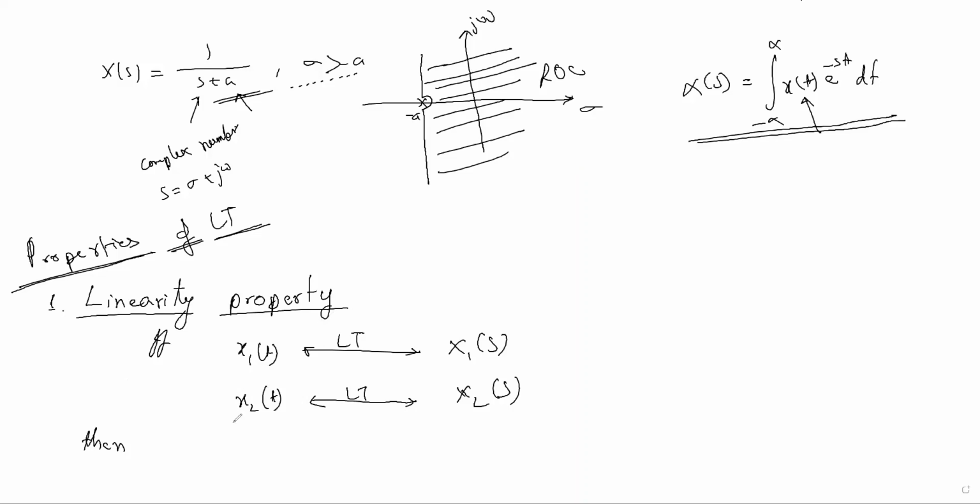If I multiply alpha with x1 of t and beta with x2 of t in the time domain, you can put a or b also, no problem, these are scalar values. Then after the Laplace transform, alpha multiplies the Laplace transform of x1 of t, x1 of s, plus beta into x2 of s. It is similar to the Fourier series as well as the Fourier transform.